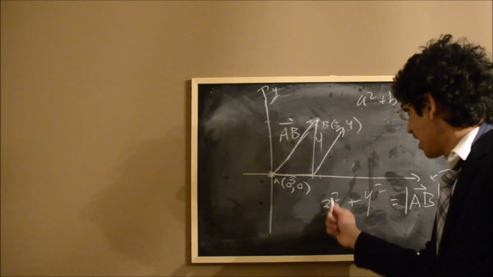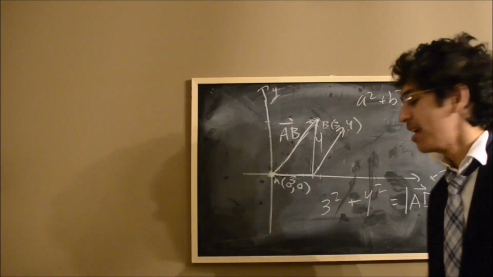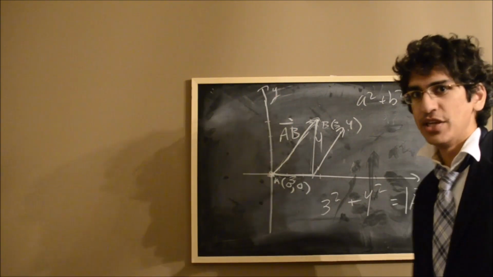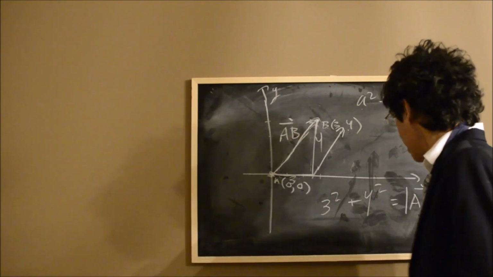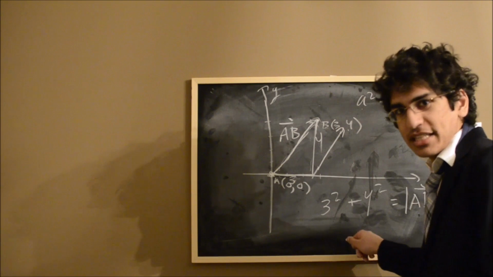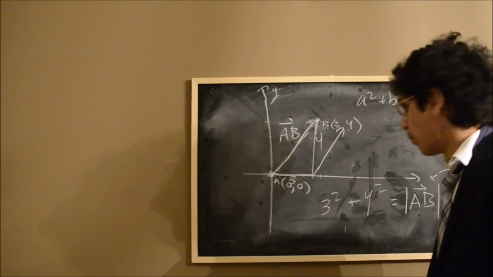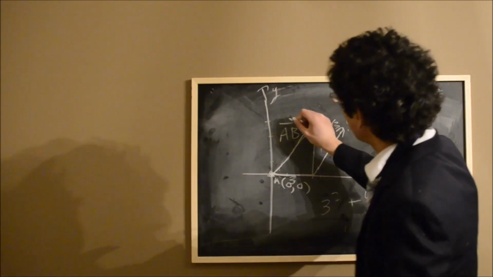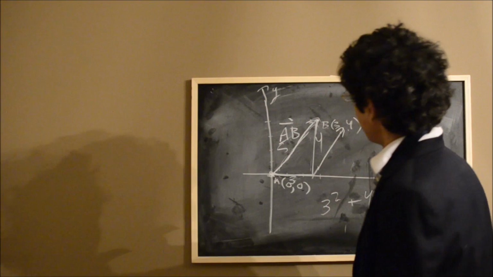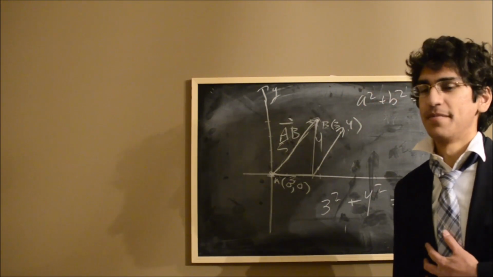In this case, 3 squared is 9. 4 squared is 16. You add those together, what do you get? You get 25. Anyway, you take the square root of 25, you solve for AB, what do you get? The square root of 25 is 5. The length of this vector is 5. That is the magnitude of my vector.